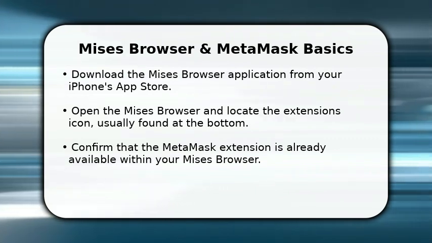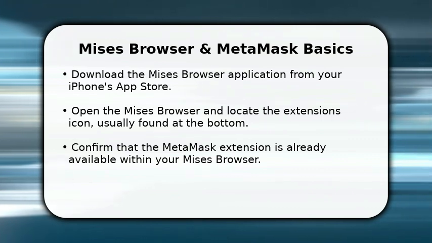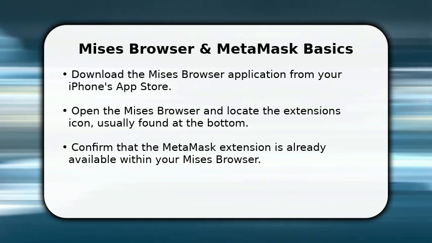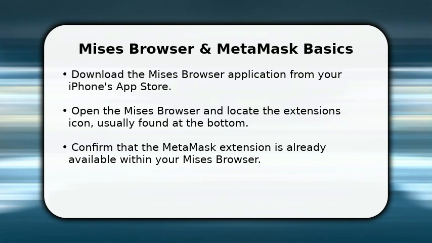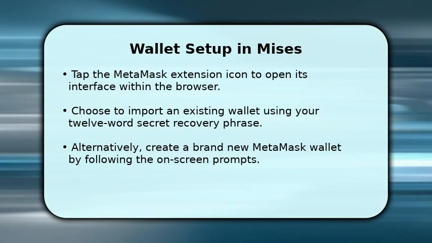You should see an extensions icon, often a small puzzle piece, usually located near the bottom of your screen. Tap on this icon to reveal your installed extensions. You'll likely find the MetaMask extension already pre-installed and ready to go. Now that you've located MetaMask, tap its icon to open the wallet interface.